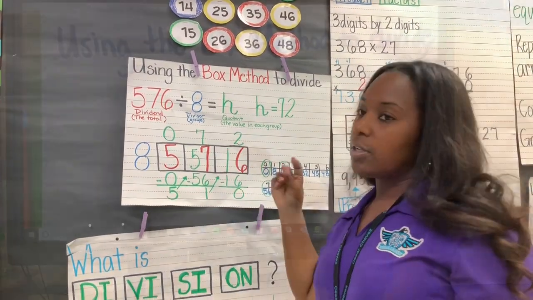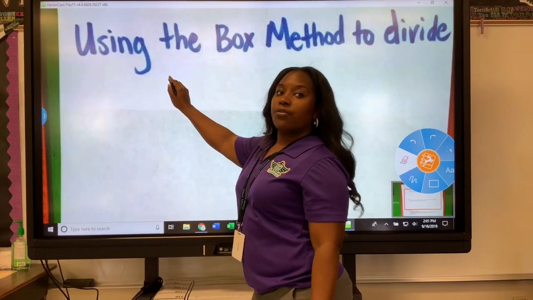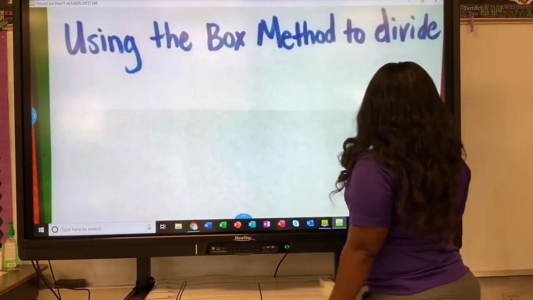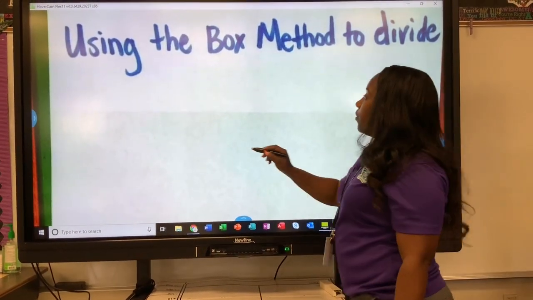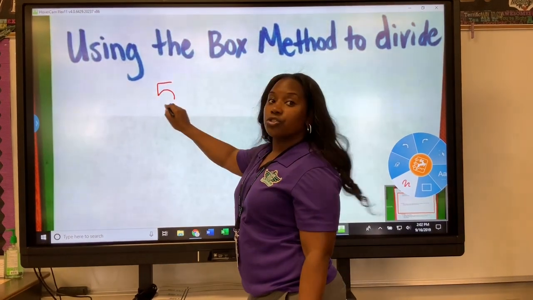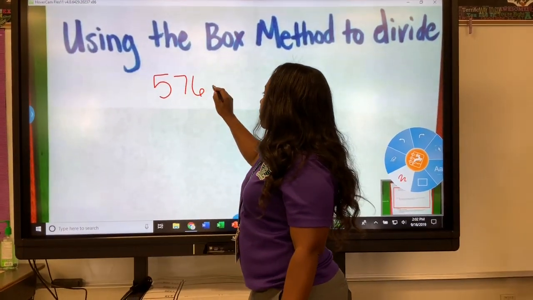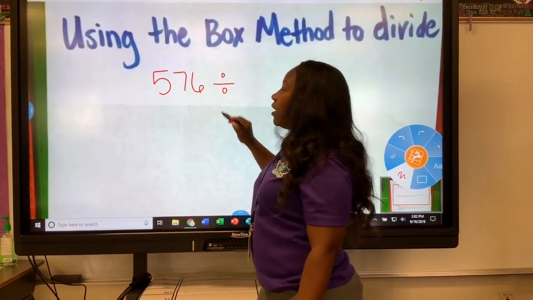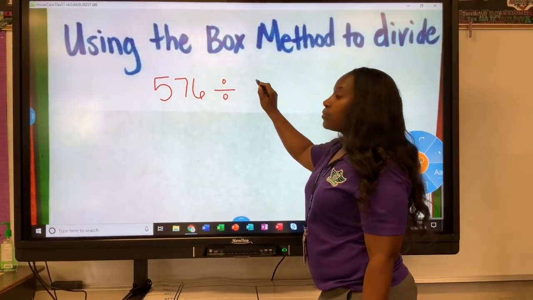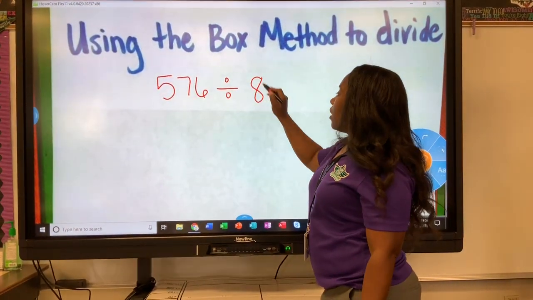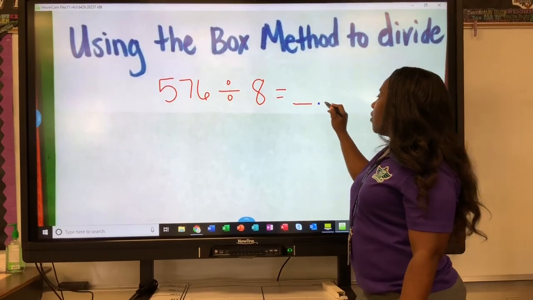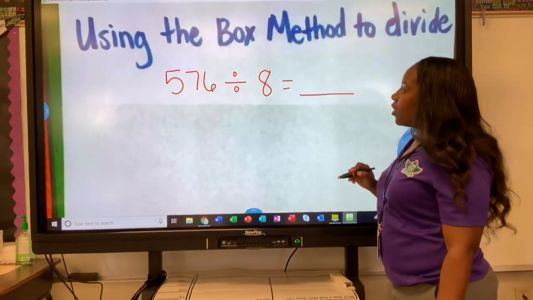So, ready? Let's go. We're going to take our total of 576. And we're going to be dividing it into 8 groups so that we can find out how many in each group. We're looking for our quotient.